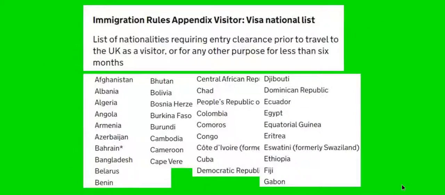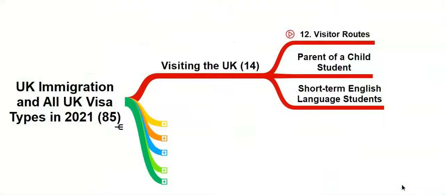If your country is on the visa national list, this means that you will need to apply for visa before traveling to the UK. In legal terms, this is known as applying for entry clearance. And if your country is not on the list, you can travel to the UK without applying for visa first. However, you should always remember that at the UK border, you will be asked questions to prove that you still meet the visitor's requirements. So despite the fact that you don't need to apply for visa, the officers at the UK border will still be asking questions to make sure that you meet the visitor rule requirements.